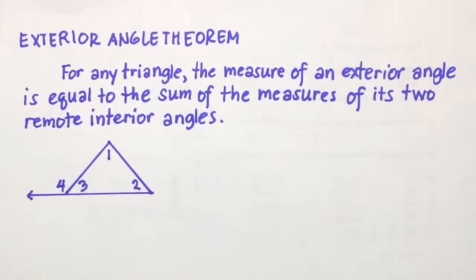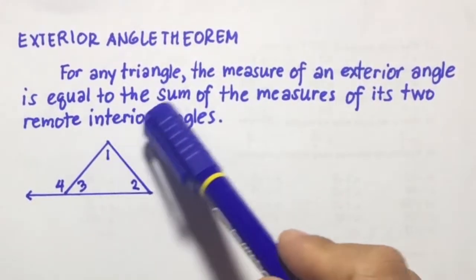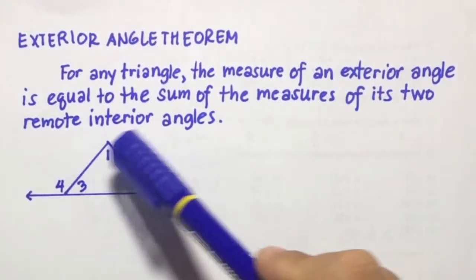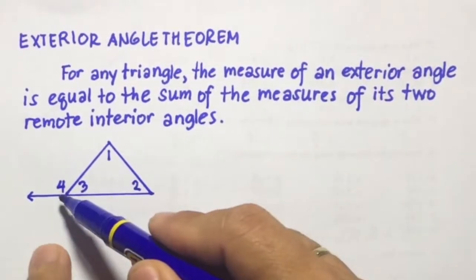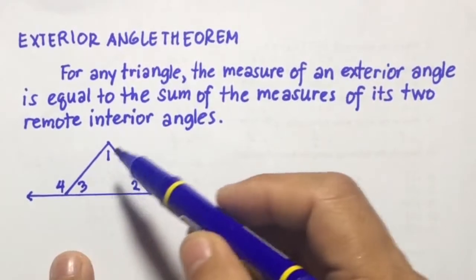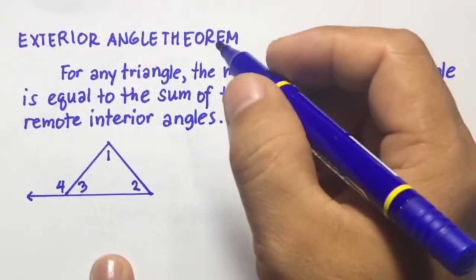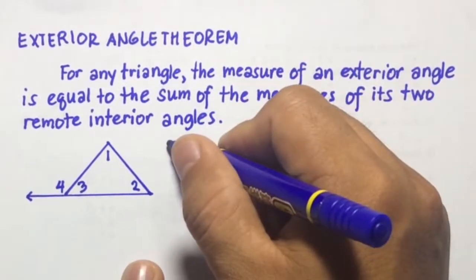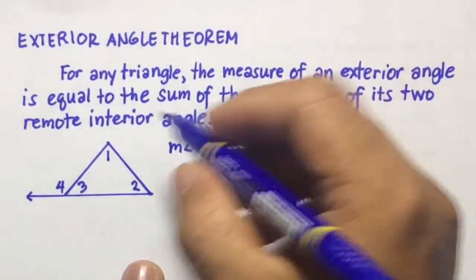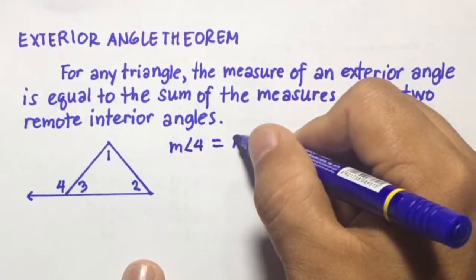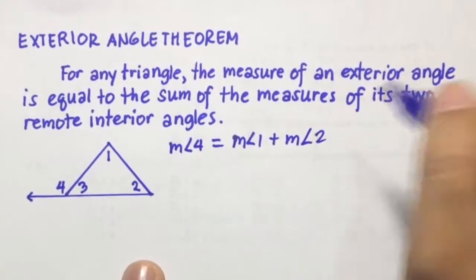Let's have the exterior angle theorem. For any triangle, the measure of an exterior angle is equal to the sum of the measures of its two remote interior angles. Now, in this figure, the exterior angle is angle 4, and its remote interior angles are angle 1 and angle 2. So this theorem means that the measure of angle 4 equals the measure of angle 1 plus the measure of angle 2.